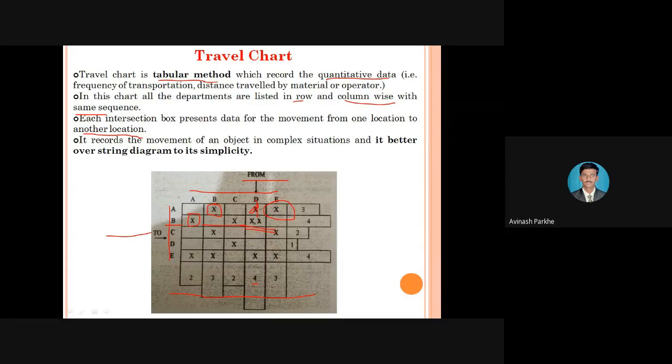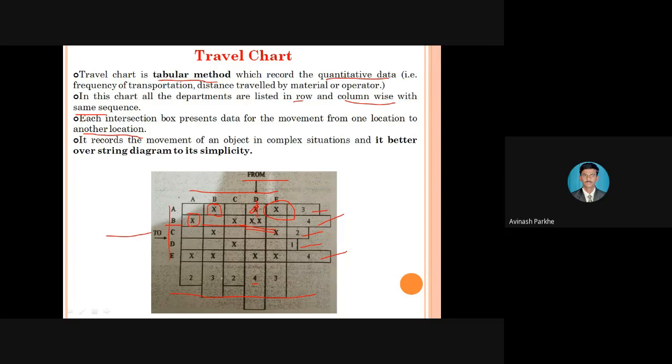So like that, vertical addition is taking place, as well as horizontal addition. So horizontally for A, 3 is there. For B, again 4 is there. For C, again 2 is there. For D, again 1 is there. For E, again 4 is there. So at the end we have made the addition of the movements which are taking place from one department to another department. And from that we can say that for department A, your material is moving 2 times. For department B, in vertical direction, your material or operator is moving 3 times. For department C, in vertical direction it is represented by 2.